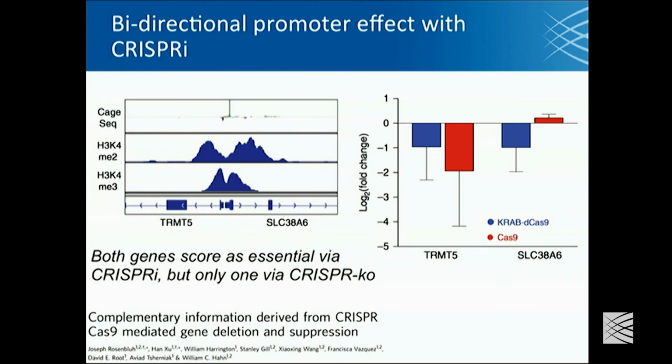You do have an issue, maybe, of bidirectional promoters with CRISPRi. So here are 2 genes, this is their TSS site, and you see promoter activity on either side. So when the dCas9 goes to the target, you see silencing of both genes with CRISPRi, whereas with CRISPR knockout, only one is essential.